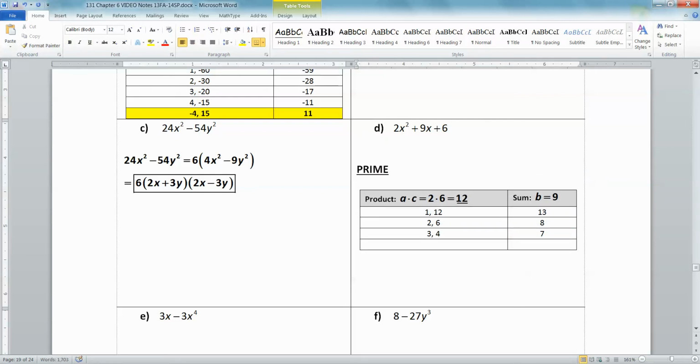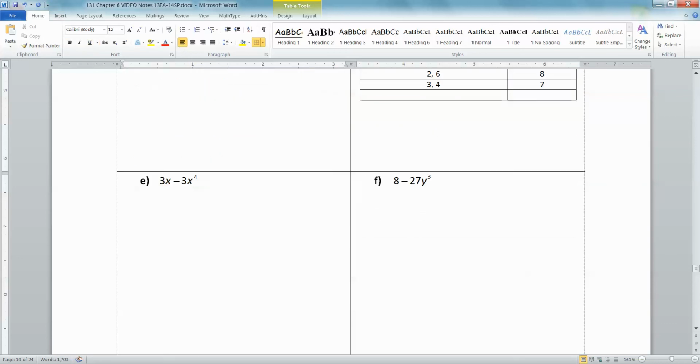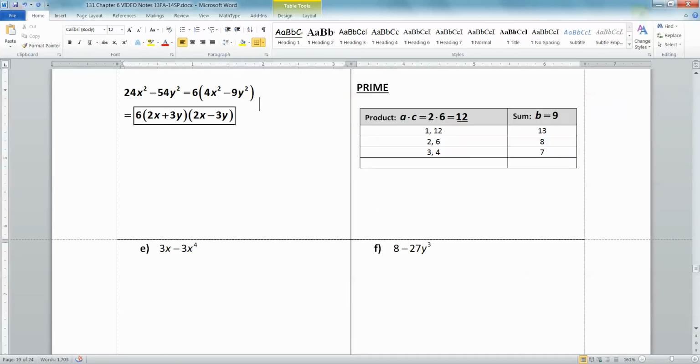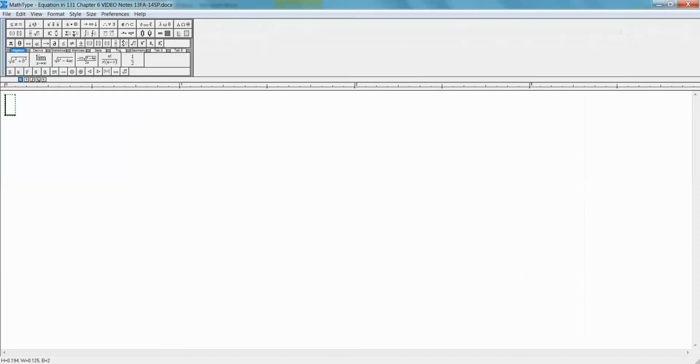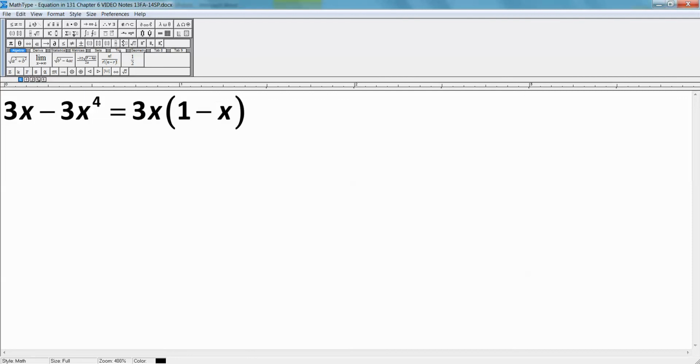Cannot be factored. Done. Next. Let's see. All right, so 2 terms, so this shouldn't be too bad. We've got a 3x, take away a 3x to the 4th. Okay, so obviously these both have 3x in them. So that would leave us 1 minus x cubed. Now it's up to you.